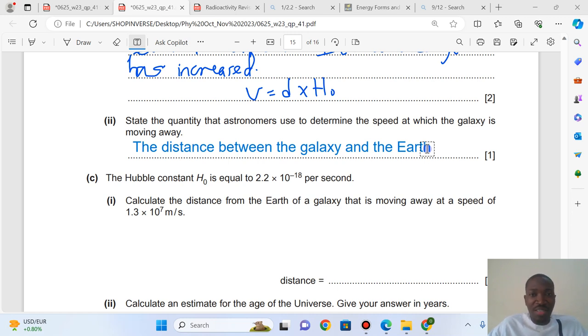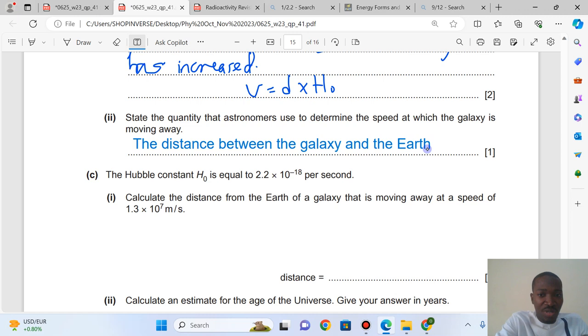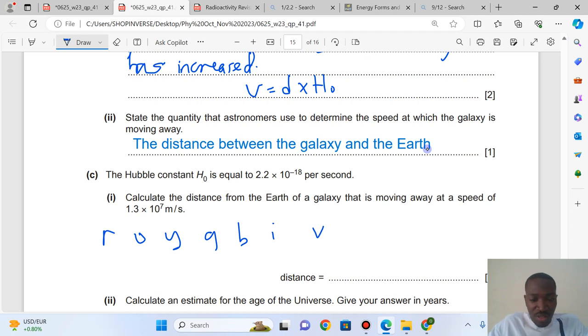They analyze the rays of light coming from the galaxy, and they check which region of the visible light spectrum it has gotten to. In the visible light spectrum, we have red, orange, yellow, green, blue, indigo, violet. So when the wavelength is stretching, the light is approaching the red region. So we see how far it has gotten on the red region.